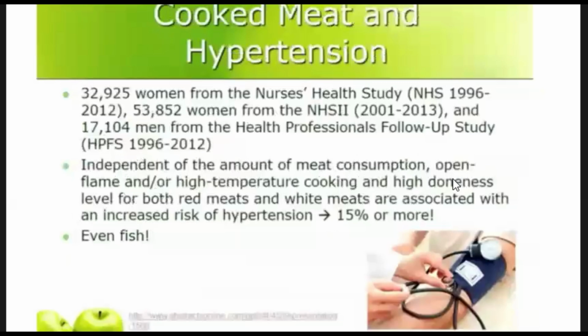The one important point is, independent of the amount of meat consumption, open flame or high temperature cooking and high doneness for the red and white meat is associated with increase in hypertension. Even that is true for fish. If you cook meat in high temperature, it becomes harmful. That is true for fish as well.